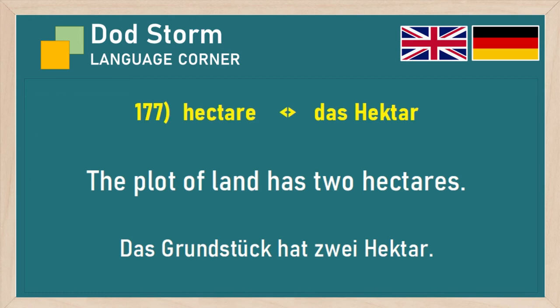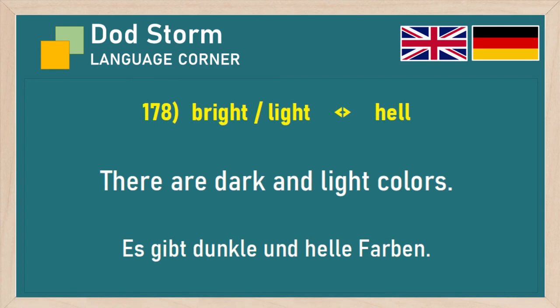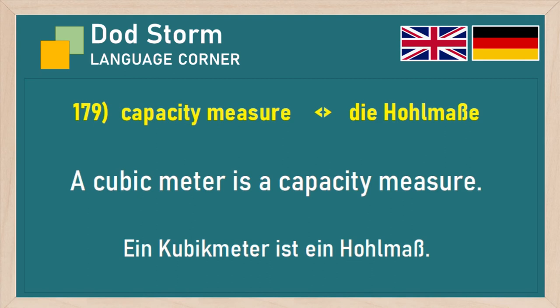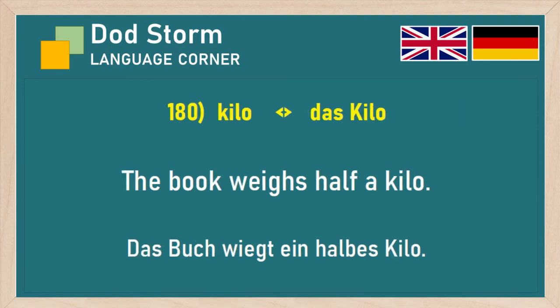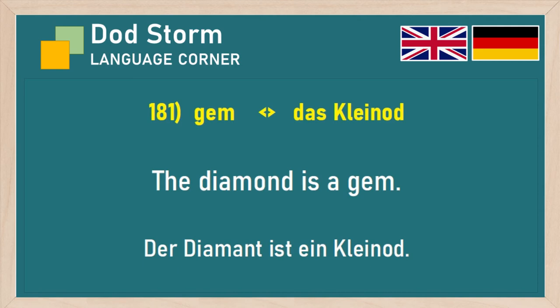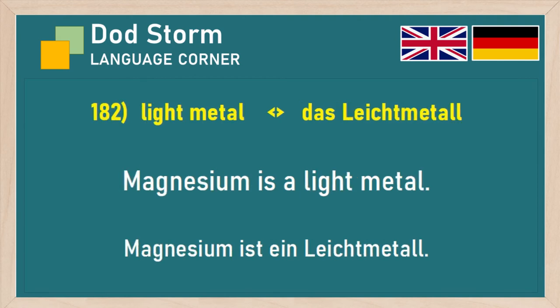The plot of land has 2 hectares. There are dark and light colors. A cubic meter is a capacity measure. The book weighs 0.5 kilo. The diamond is a gem. Magnesium is a light metal.